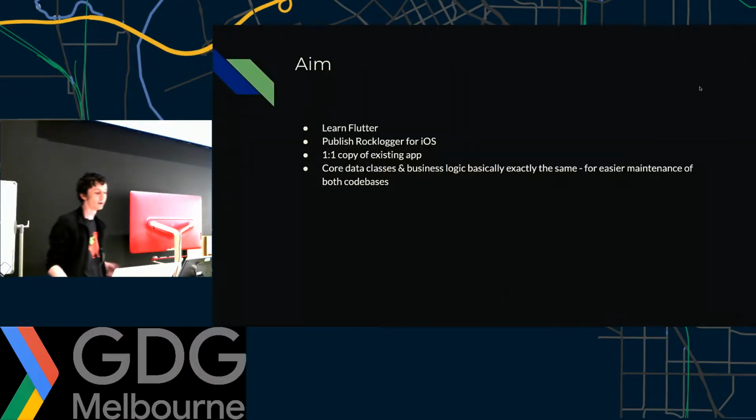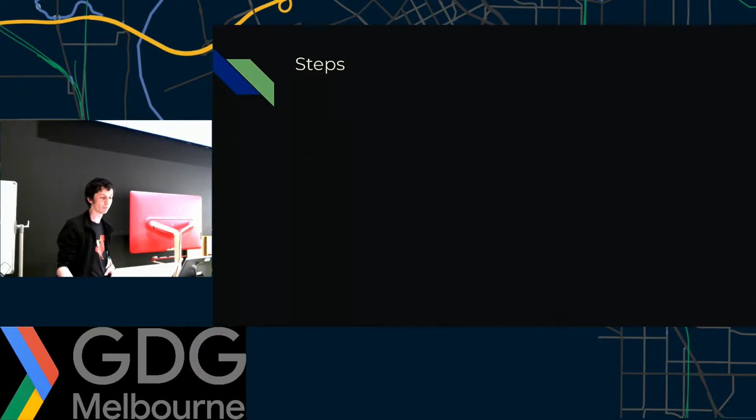So that's that. My aim was primarily to learn Flutter and to put it on the App Store, because I've had numerous geologists over the past 8 years wanting an Apple version, and I couldn't provide them with one. I basically wanted a one-to-one copy of the existing app with exactly the same UI, same code base, core business logic, all exactly the same, so it's easy to maintain both code bases. So that was the aim.